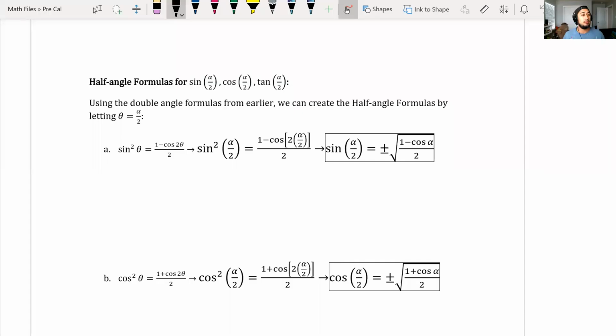Welcome back, guys. This is part 2 of 8.6. So these are still the 8.6 notes. The first part covered the double angles. This part is going to cover the half angle portion.